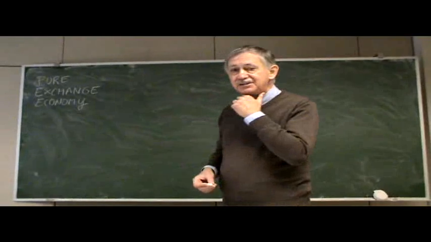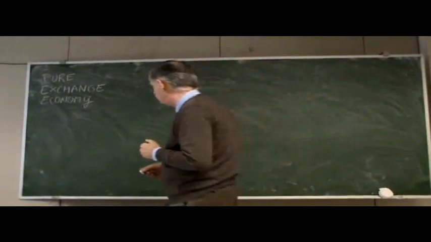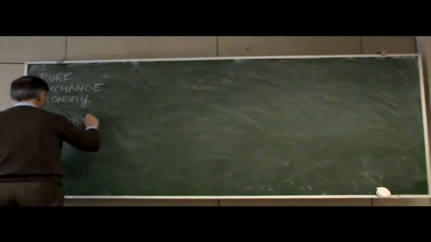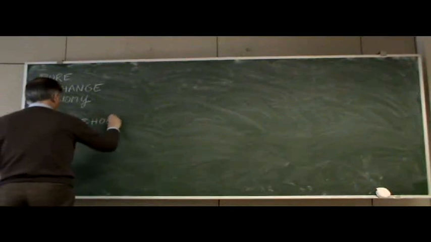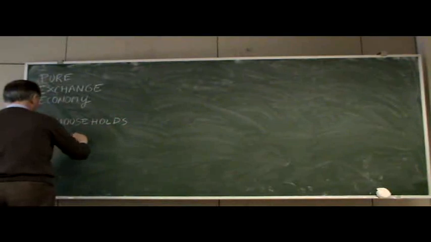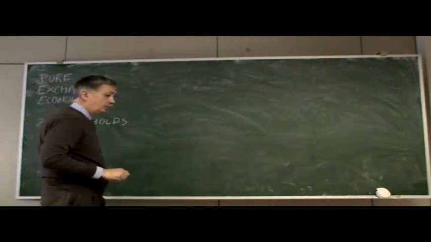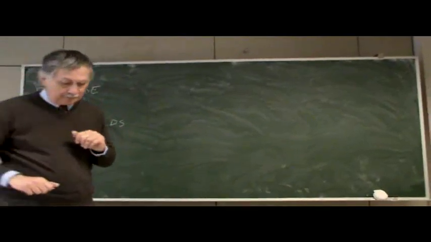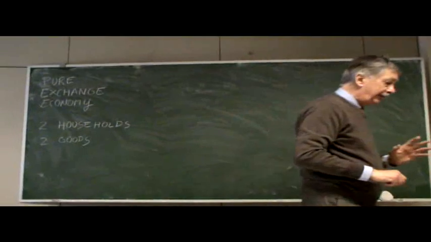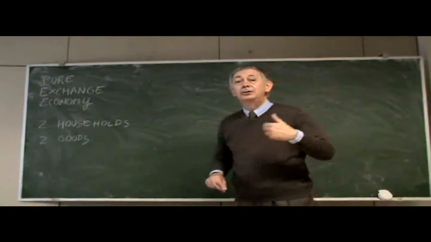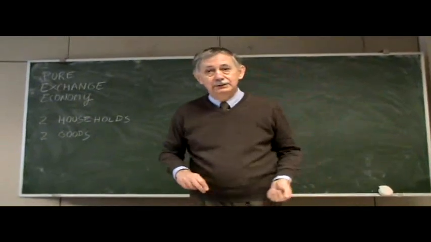To make things simpler, we shall suppose that there are only two subjects, two households, consumers, in other terms, consumers, and two goods, two consumption goods. Initially, every subject has an endowment of goods, the initial endowment.